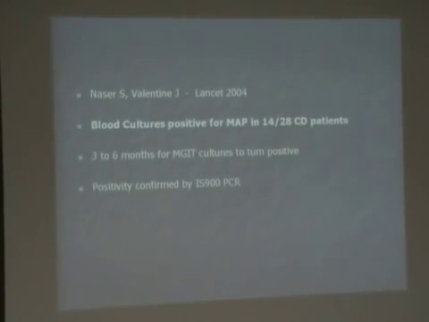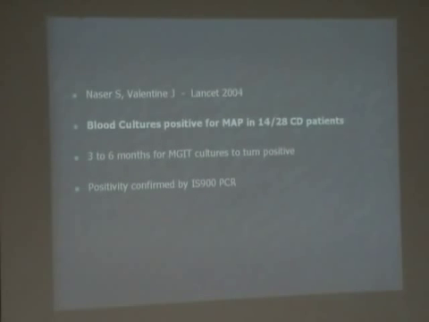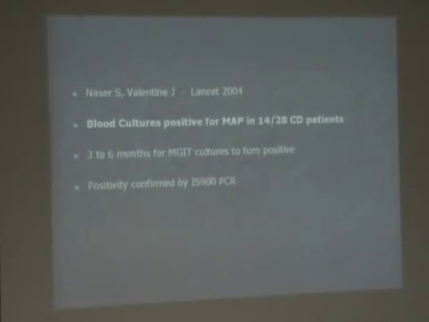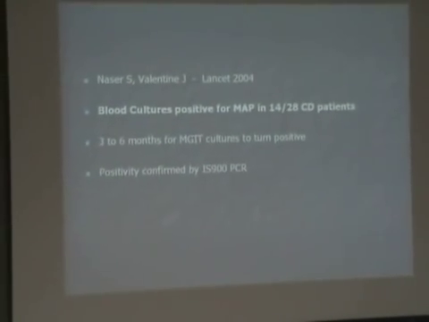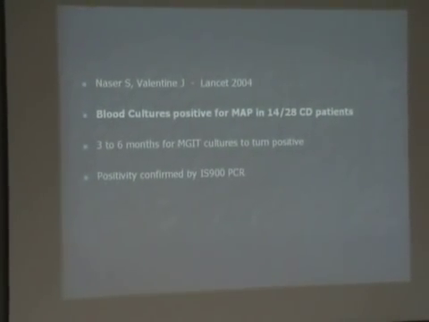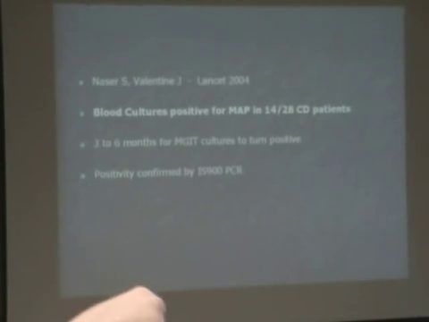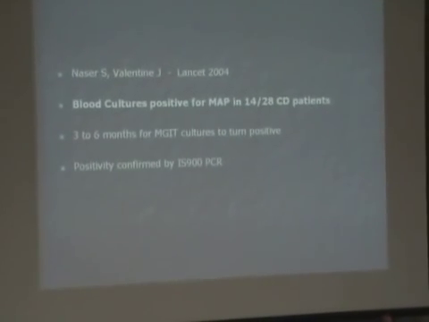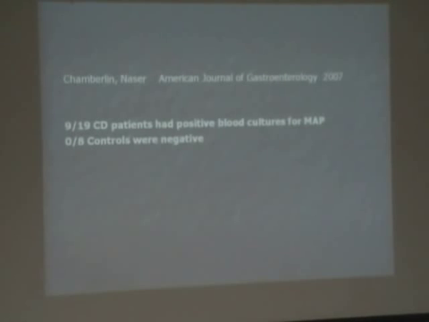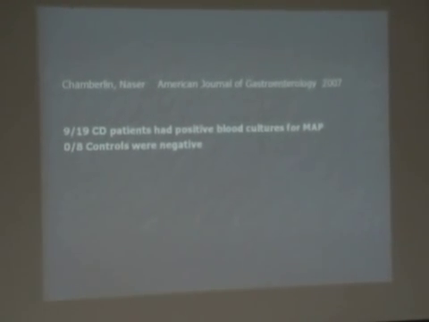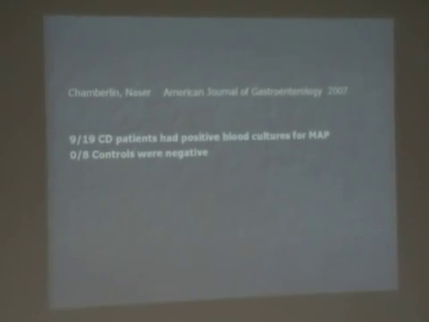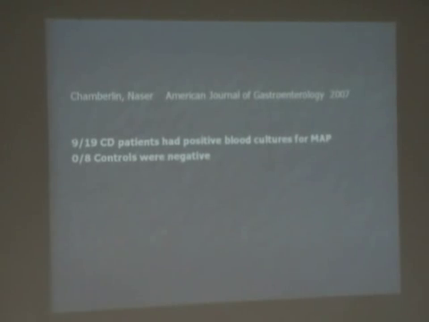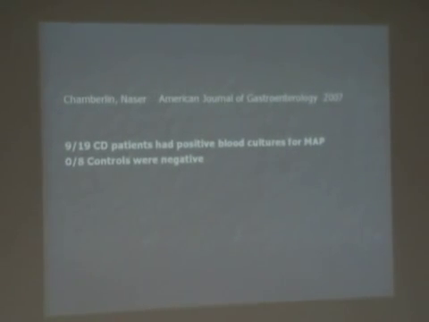But to me, the kicker is blood cultures, Solly Naser, a blinded study from Florida. Half the patients had MAP circulating in their macrophages. He did not know what tubes he was testing. I sent him 19 patients, 9 of which were positive, none of the controls were positive. He did not know. So whatever he's doing is a great marker for Crohn's disease.